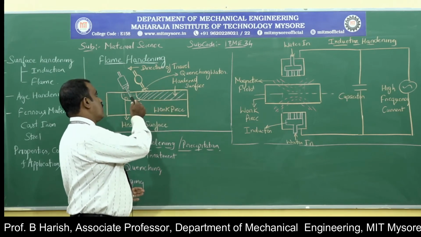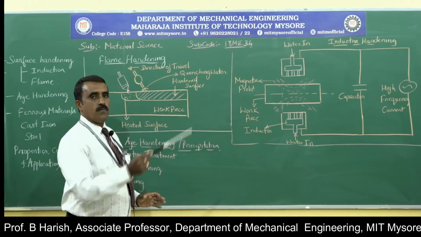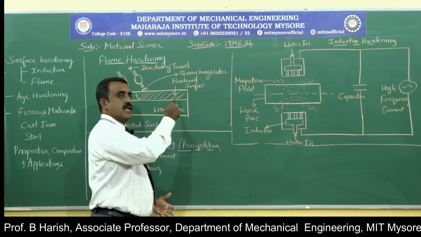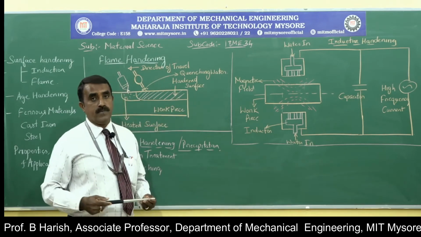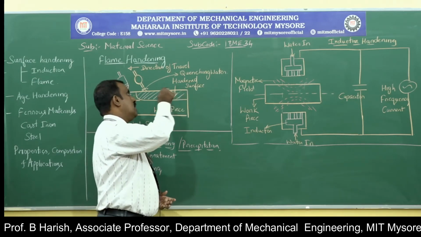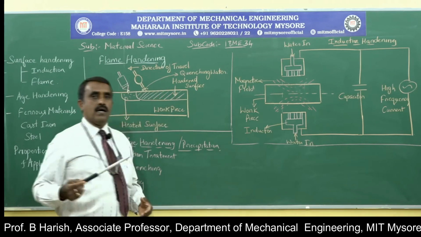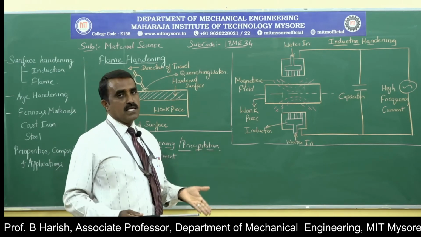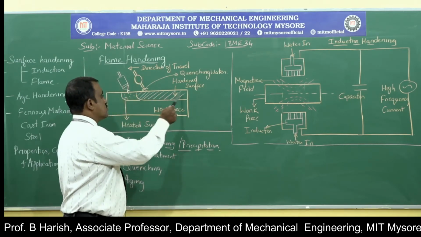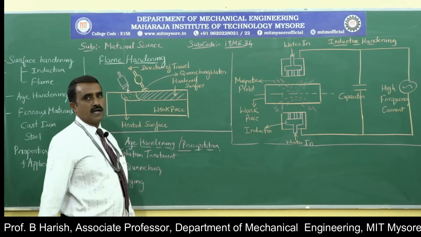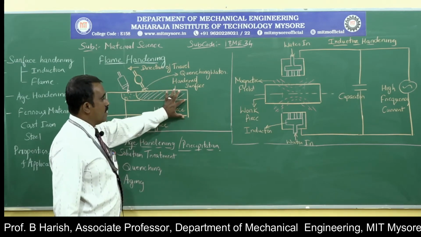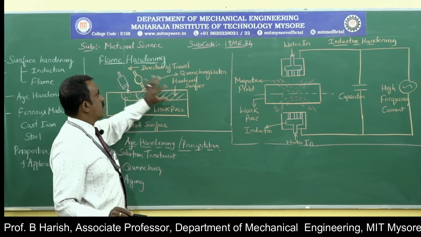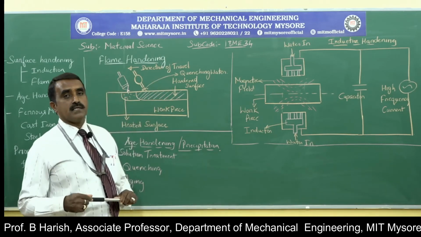Both the flame holder and the water tube move in the same direction. The movement is very slow, so that complete heating is done and the temperature is uniform. Whatever the temperature was at this end, the same should be the temperature at every point on the surface of the material. As it moves, immediate quenching is done and the material gets hardened. Once again remember, the entire workpiece is not hardened, only up to a certain depth. That is how flame hardening is done.